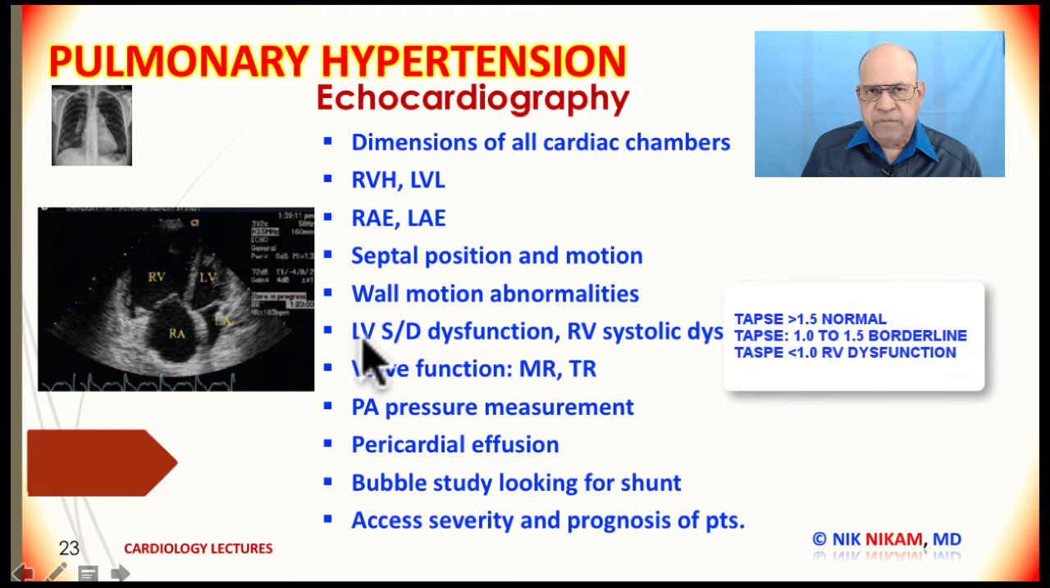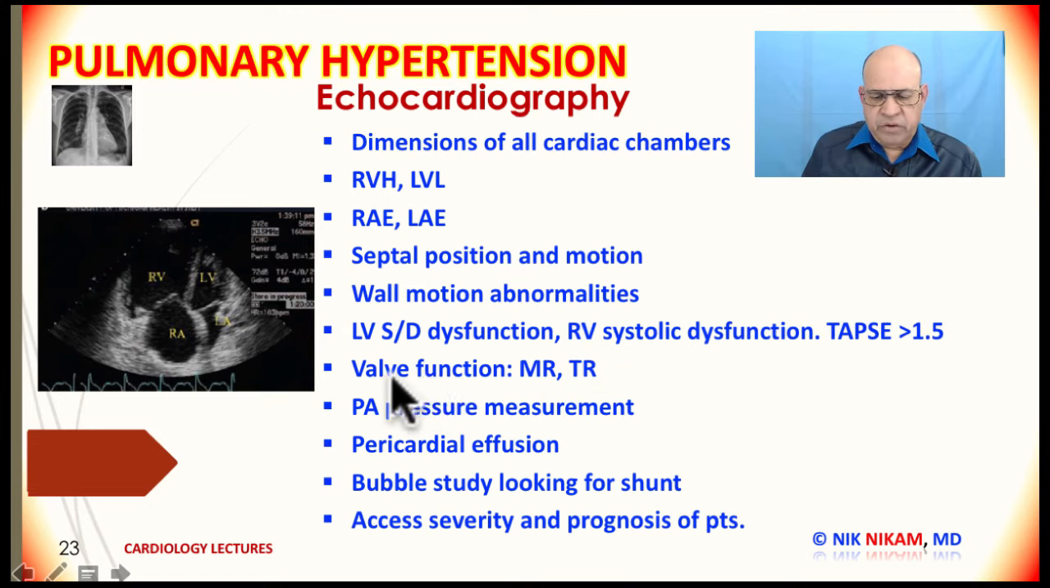We can also assess wall motion abnormalities related to the left ventricle or the right ventricle. Then we look at left ventricular systolic and diastolic dysfunction, and right ventricular systolic dysfunction by measuring TAPSE. We can also identify valvular problems such as aortic stenosis, mitral regurgitation, and tricuspid regurgitation. Pulmonary artery pressure is one of the main measurements by which we identify patients with pulmonary hypertension, and echocardiography is as accurate as cardiac catheterization in identifying pulmonary hypertension, even though there may be some variations in the pulmonary systolic pressure.